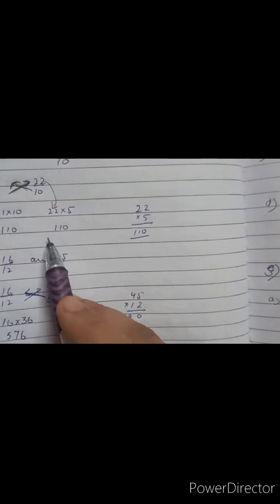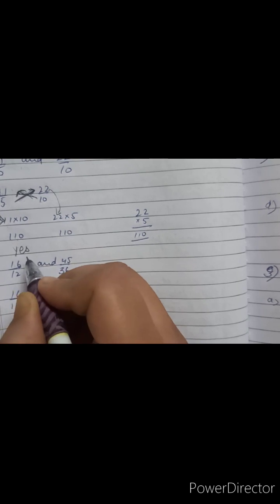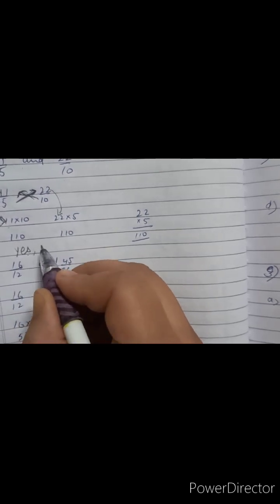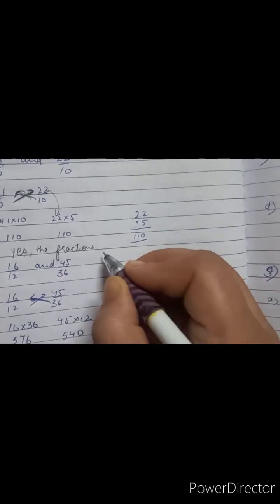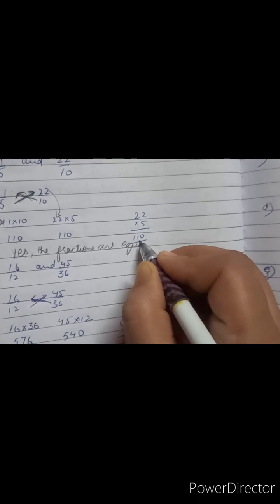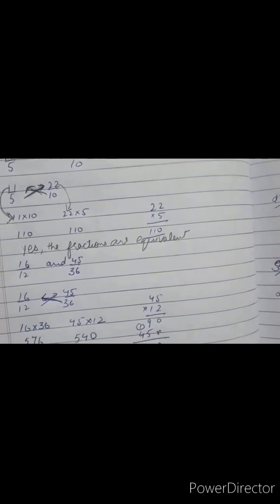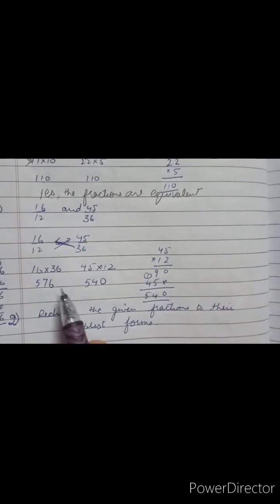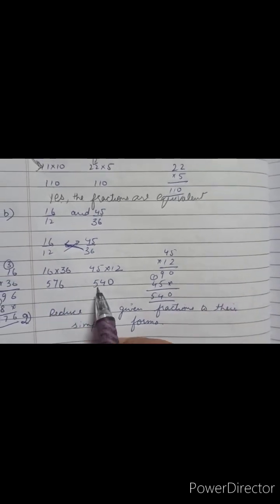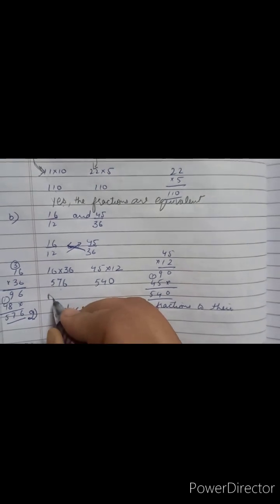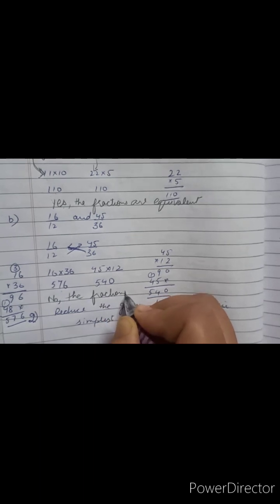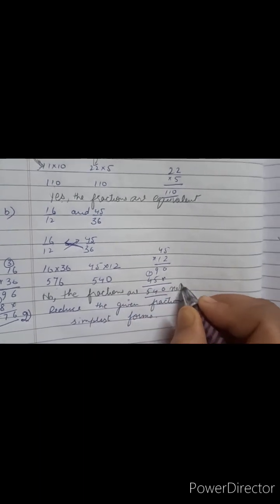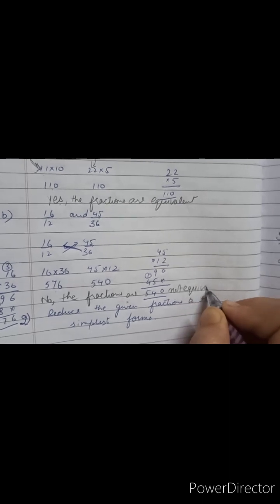Fine. Now see, if these are equal, what I will write? I will write, yes, it is necessary to write, yes, the fractions are equivalent. Okay, yes, the fractions are equivalent. Next, see, I have done the same procedure, but here, see, answer is not equal. So I will write, no, the fractions are not equivalent. Okay.